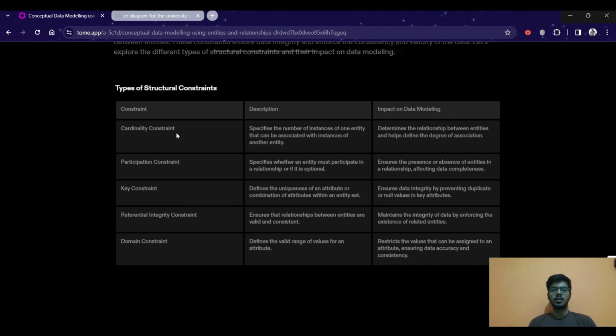Domain constraint defines the valid range of values for an attribute. It restricts the values that can be assigned to an attribute, ensuring the data's accuracy and consistency.